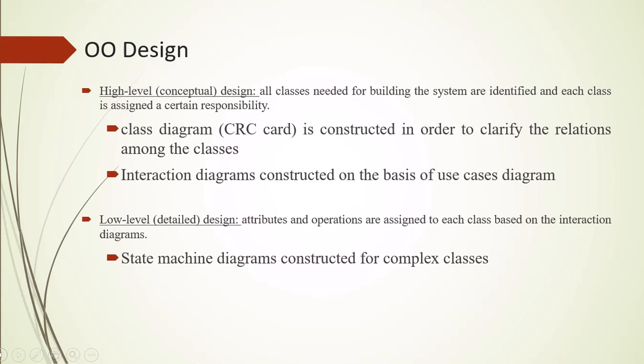So this was all about the high level design and low level design, which is also called concrete design or detailed design, where attributes and operations are assigned to each class based on the interaction diagram. Remember that when we talk about communication, the sequence diagram, the interaction, all this happens because of certain functions or operations. An operation is always performed on attributes. So on the low level, these things are defined. State diagrams constructed for complex diagrams are part of the low level.